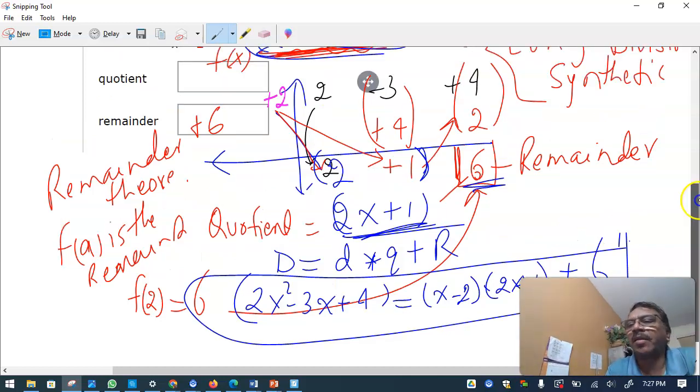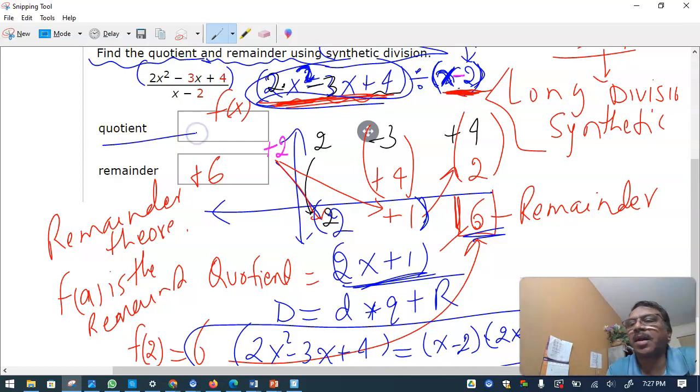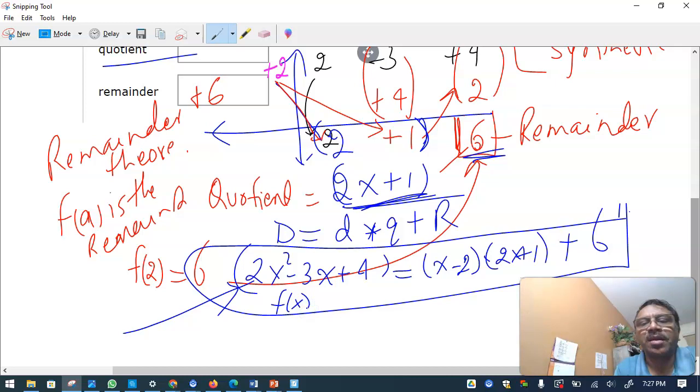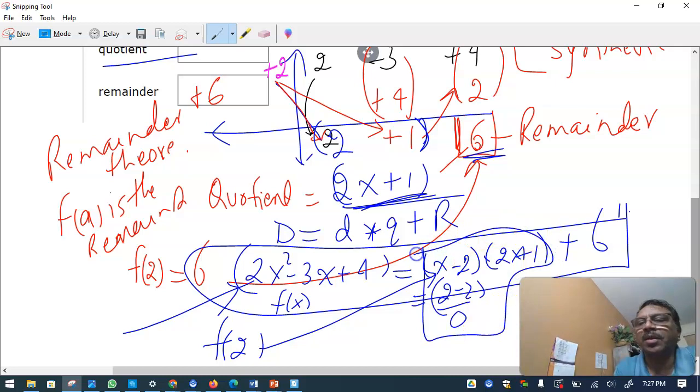The question was asking only to find the quotient, but I still went on to show this because it is the main concept to understand here. You can clearly see that if I call this f of x, and I plug in f of 2, it means you plug in 2 right here. 2 minus 2 is 0. So this whole thing becomes 0 and you're left with plus 6. So the remainder is 6. That's the remainder theorem. I hope this makes sense.